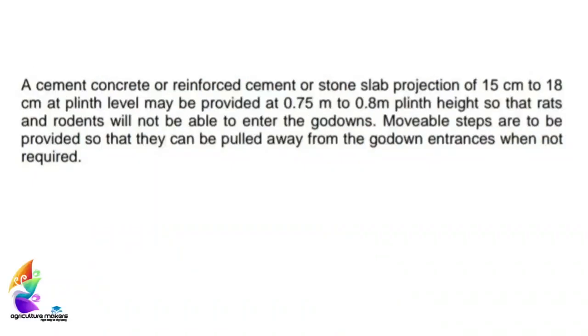And then a cement concrete or reinforced cement or stone slab projection of 15 to 18 cm at plinth level may be provided at a plinth height of 0.75 to 0.8 meter, so that rats and rodents will not enter the godowns, and movable steps are to be provided so that they can be pulled away from the godown entrances when not in use.